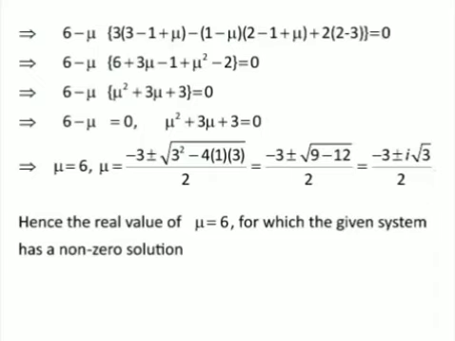After simplification you will get (6 minus mu) into [3 into (3 minus 1 plus mu) minus (1 minus mu) into (2 minus 1 plus mu) plus 2 into (2 minus 3)]. Simplifying this, you will get 6 minus mu equal to 0, and the second bracket is mu square plus 3 mu plus 3 equal to 0. Here 6 minus mu equal to 0 implies mu is equal to 6, and mu square plus 3 mu plus 3 is a quadratic equation which we cannot factorize.